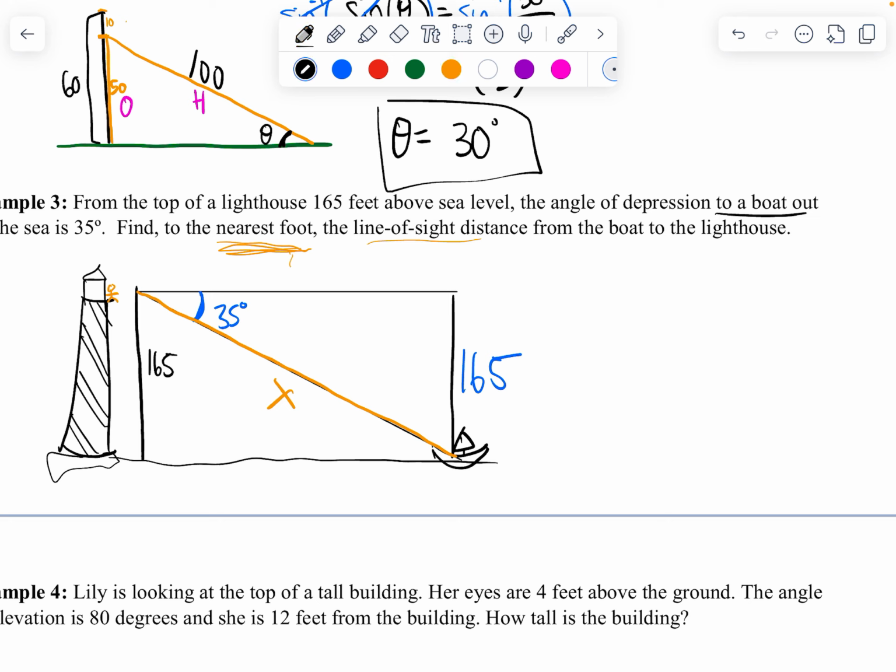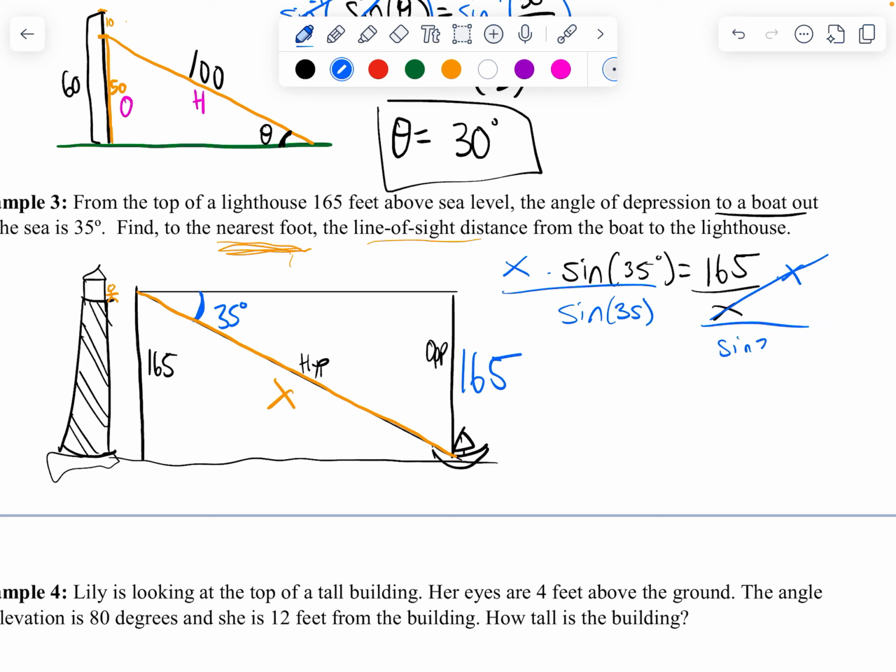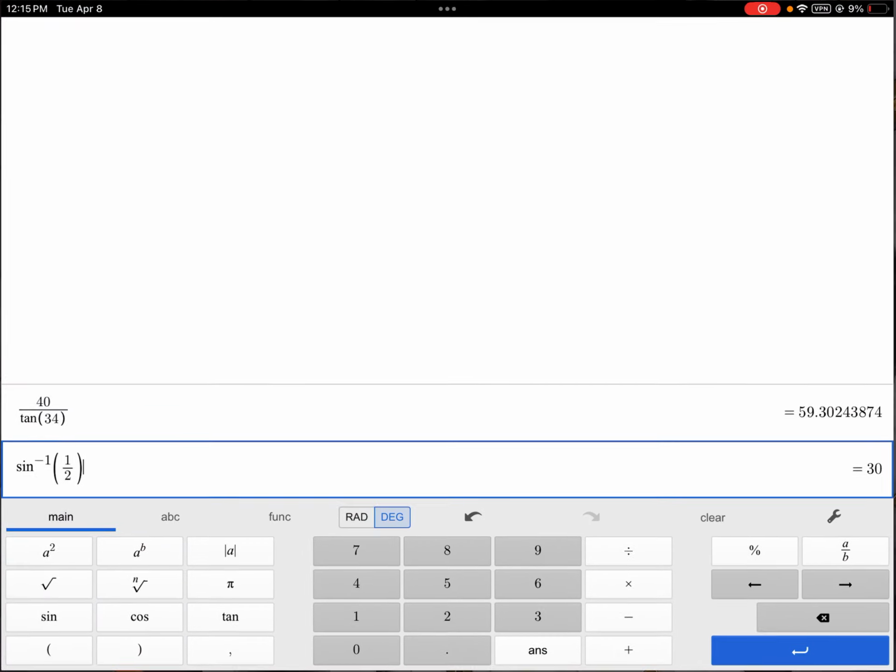So we're looking at the sine function for this one. We have an opposite side and we have a hypotenuse, right, from our angle of depression of 35. So sine of 35 degrees equals opposite over hypotenuse. Yes, nailed it, right? And then it's just a matter of solving for x, right? Undo division by multiplication, and vice versa, undo multiplication with division. Right, so that means that your x equals 165 divided by sine of 35.